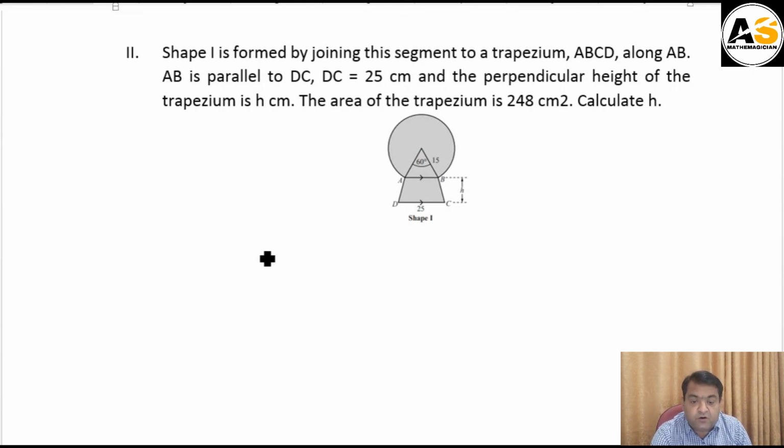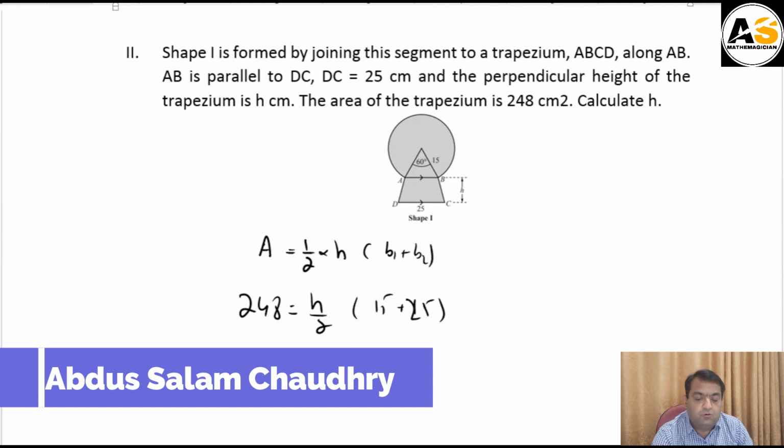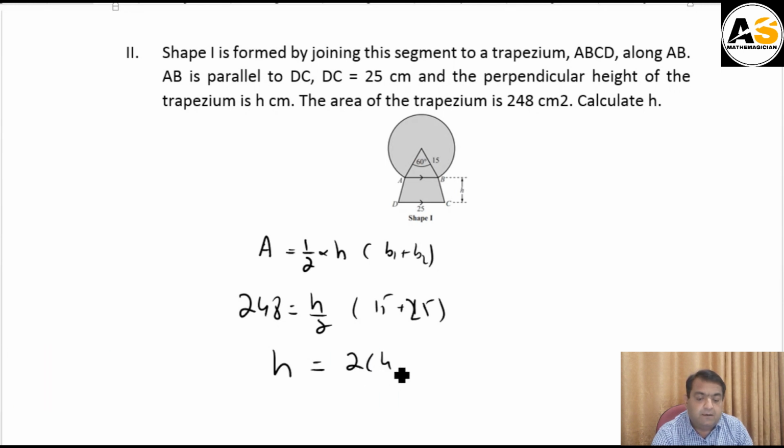So what is formula for area of trapezium? This is 1 over 2 into height into b1 plus b2, lengths of two parallel sides. This area is given 248. Height we need to find, and length of two parallel sides are 15 and 25. From here I will get height is equal to 2 times 248 over 40, and this height will be 12.4 centimeter.